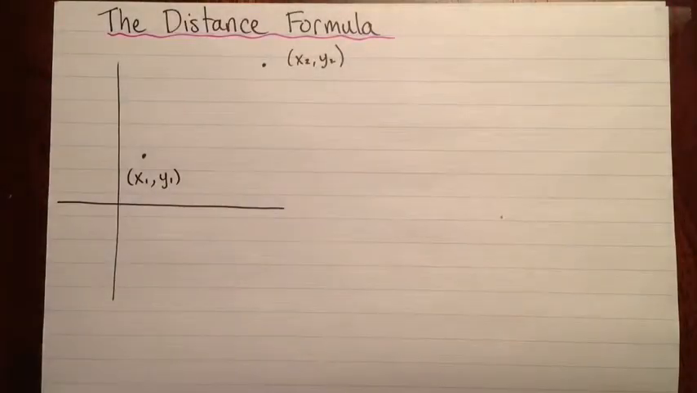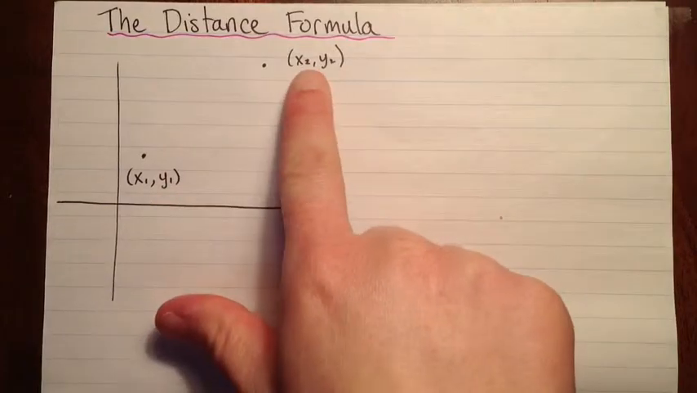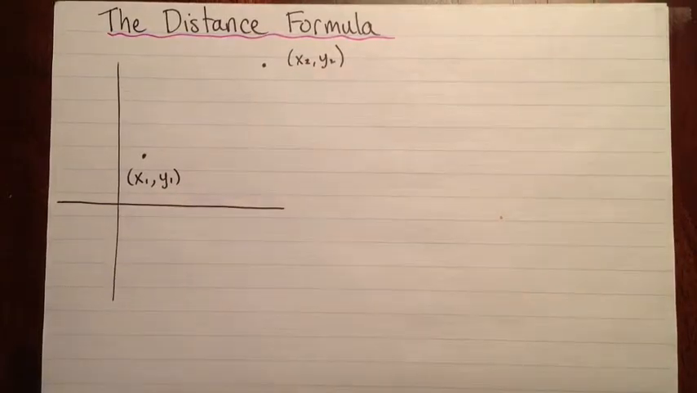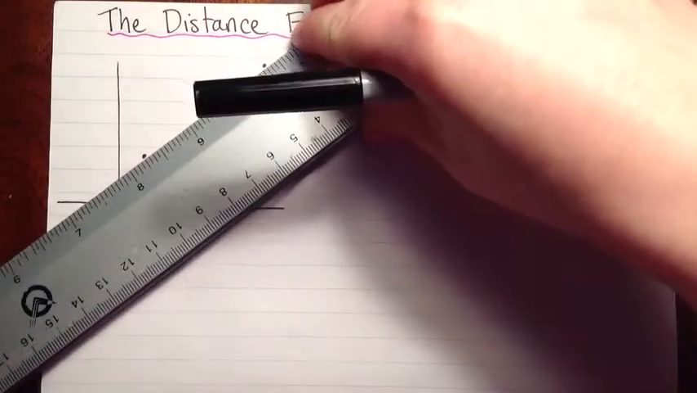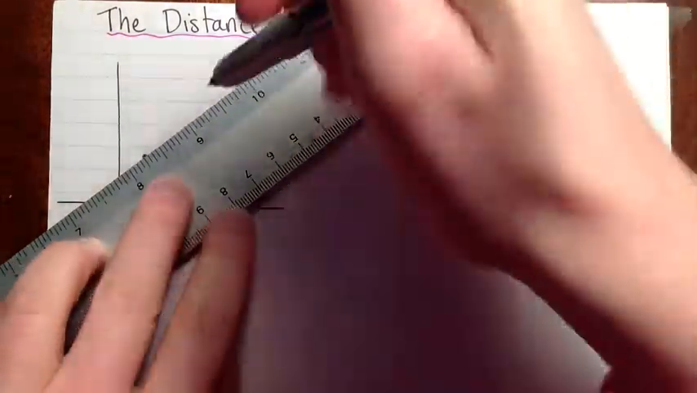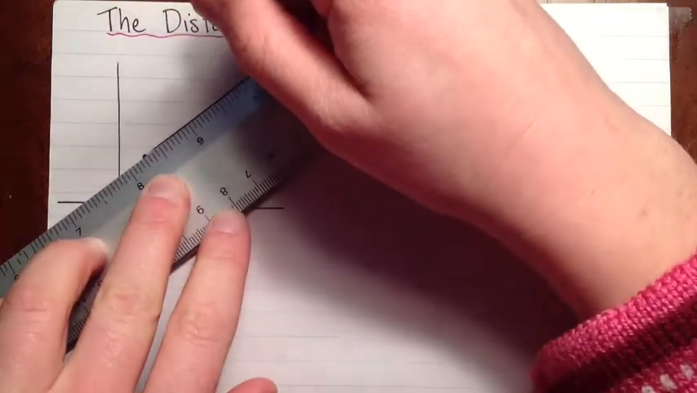Hi. In this video, I'm going to develop a formula that we can use to calculate the distance between any two points on a Cartesian plane. So here we want to calculate the distance between our two points, x1, y1, and x2, y2. So we'll just connect those points with a line. And then I'm going to give that distance a name, I'll just call it d for distance.